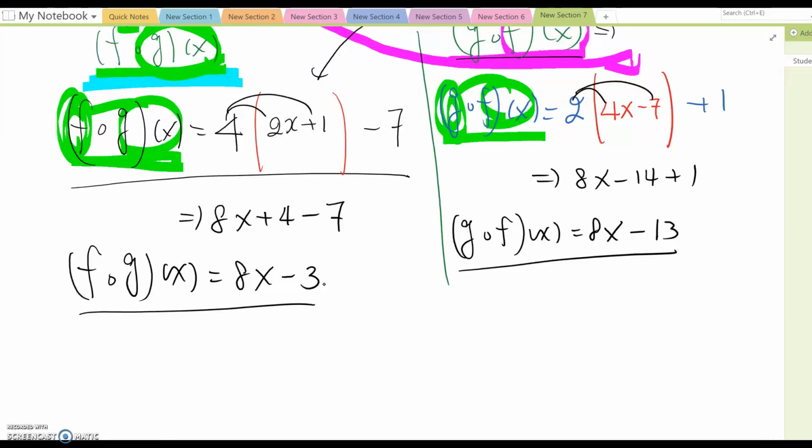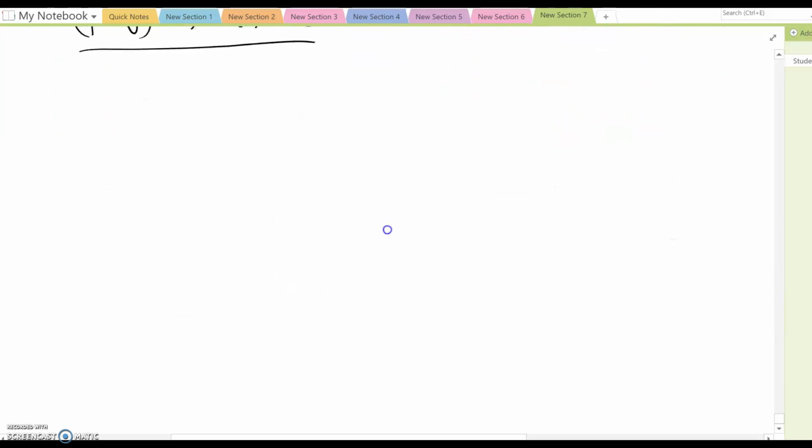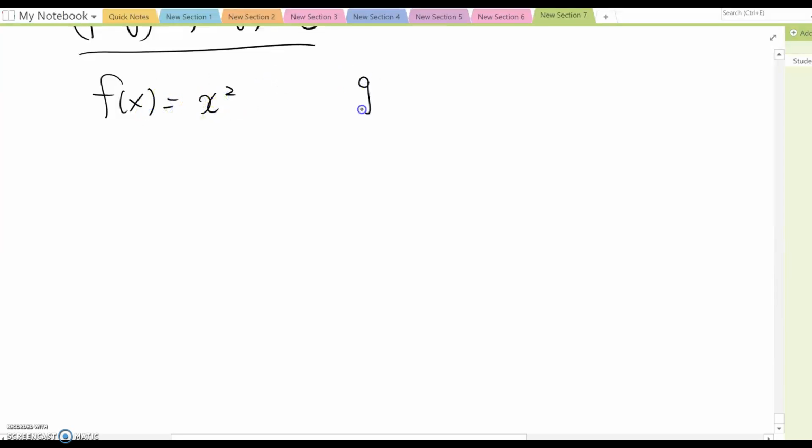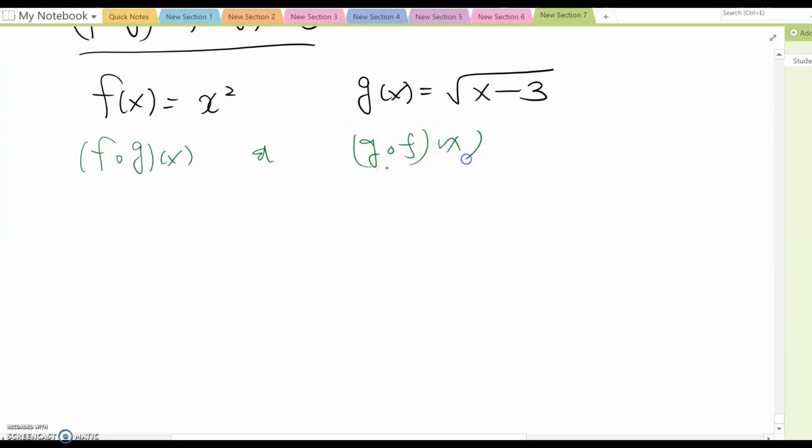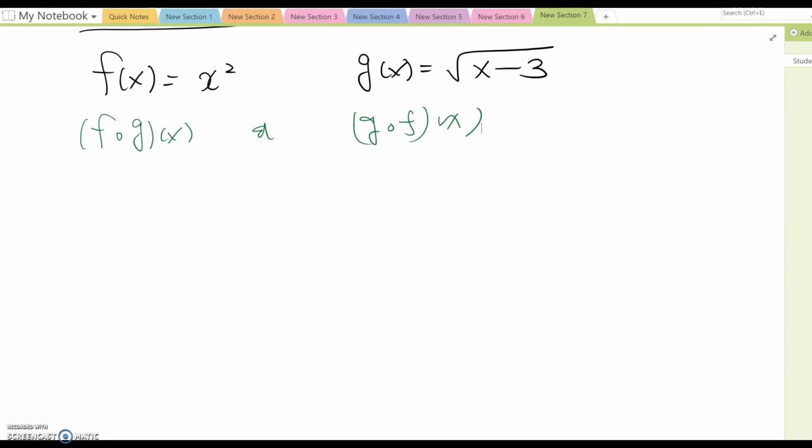So let's look at another example. Given f(x) equal to x squared and g(x) equal to square root of x minus 3, we want to find both f open dot g(x) and g open dot f(x). Okay, let's solve this problem together.